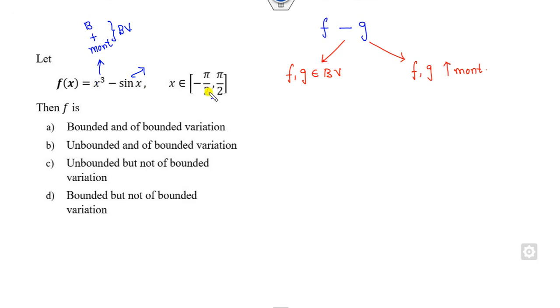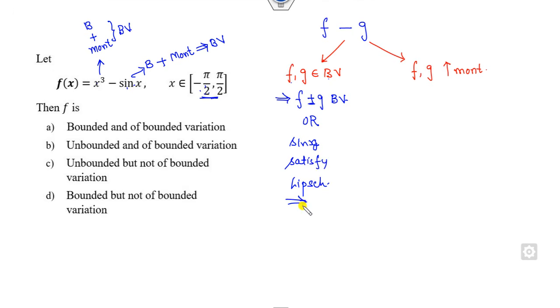Sin x is a bounded function over this domain. Sin x is a monotonic function over this domain. It means this is of bounded variation. So if f and g are of bounded variation, then f plus or minus g is also of bounded variation. Fine. Or for sin x, you can also see the function satisfies the Lipschitz condition.